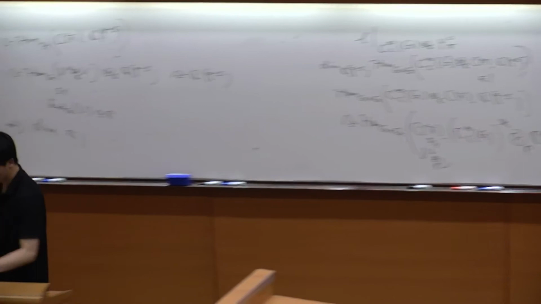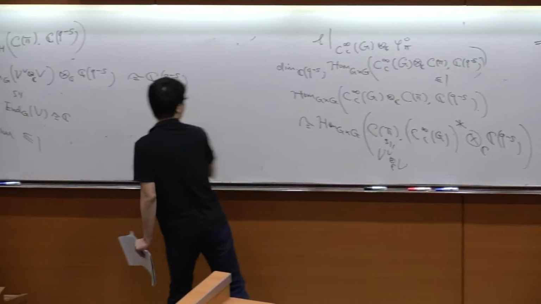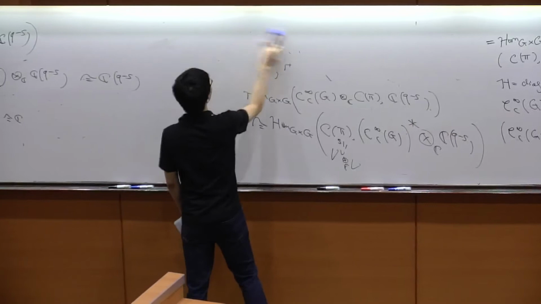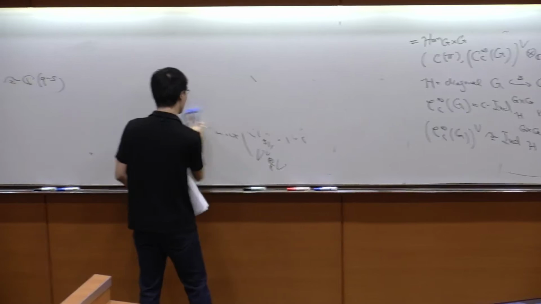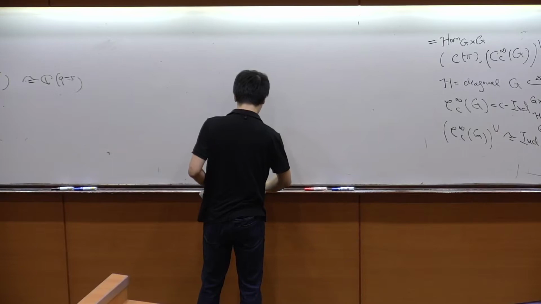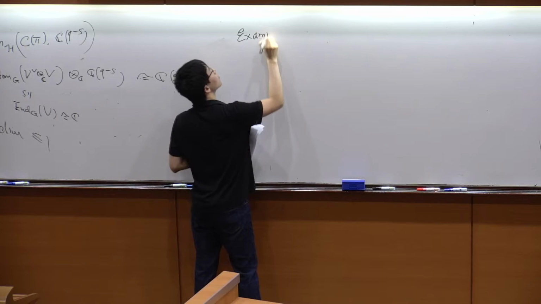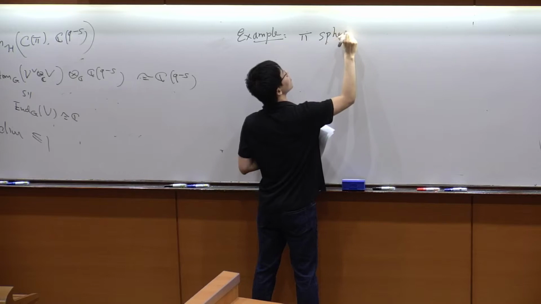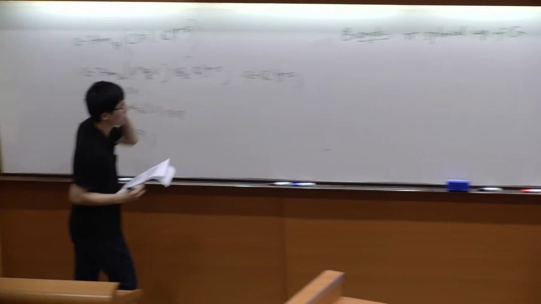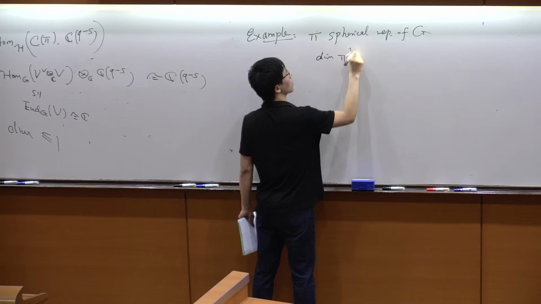Let's talk about a spherical case. Another example is a spherical case. We pick pi to be a spherical representation of G. As mentioned in Lay's talk, we know that pi here has a fixed vector by K anyway. Here K is the maximal open compact subgroup.